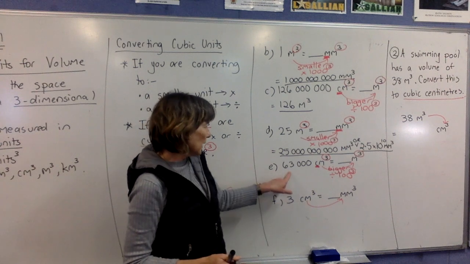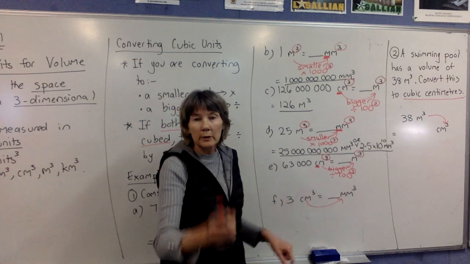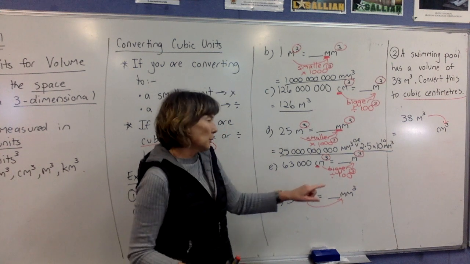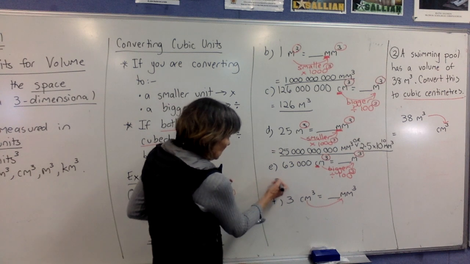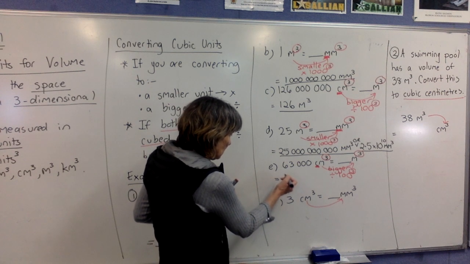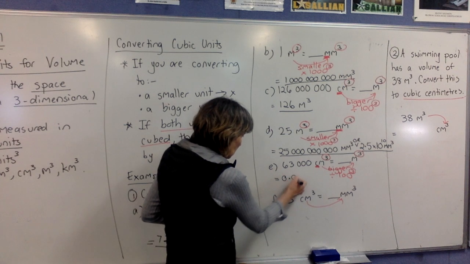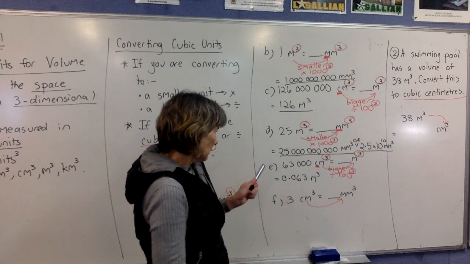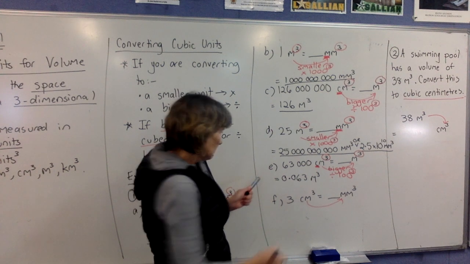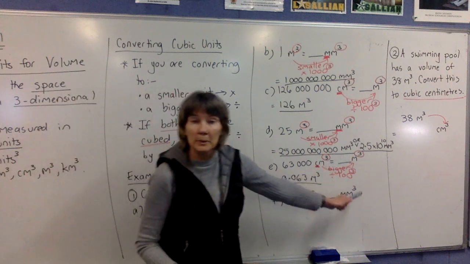So you're putting your calculator, 63,000, divided by 100, press the power key, you know where it is now, then press the 3 equals. And if you do that, you will get that answer there. Yeah. Okay. Next one, we're going from centimetres cubed to millimetres cubed.